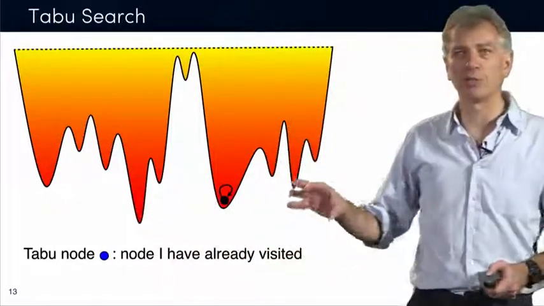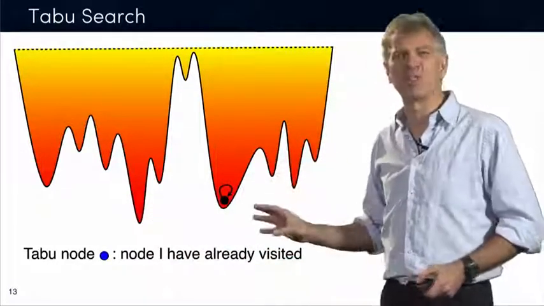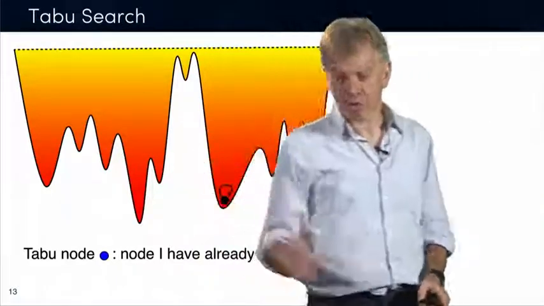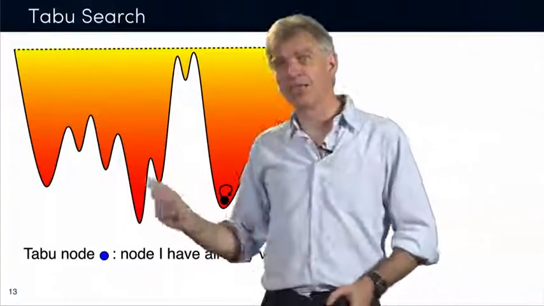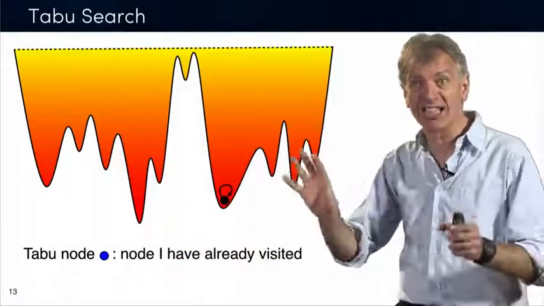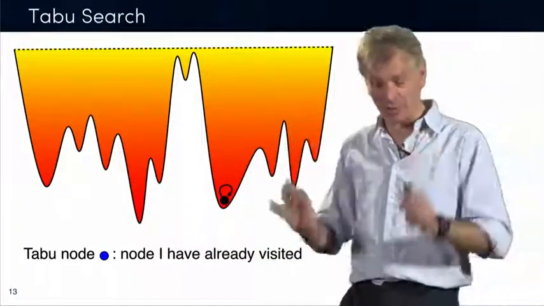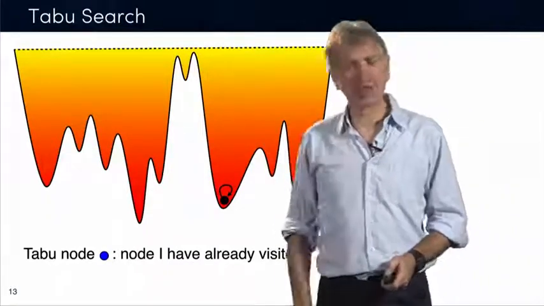And these nodes are going to be blue. I wanted them to be yellow, but Carlton told me they have to be blue. So this is a blue neighbor. A blue neighbor is a neighbor which is essentially taboo. I have seen it already. I don't want to go back there. No, yellow was a better color, but anyway.